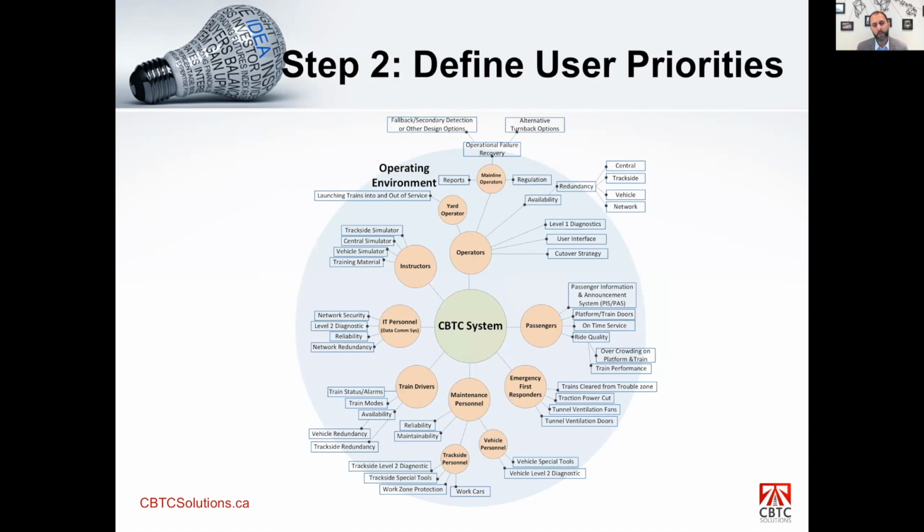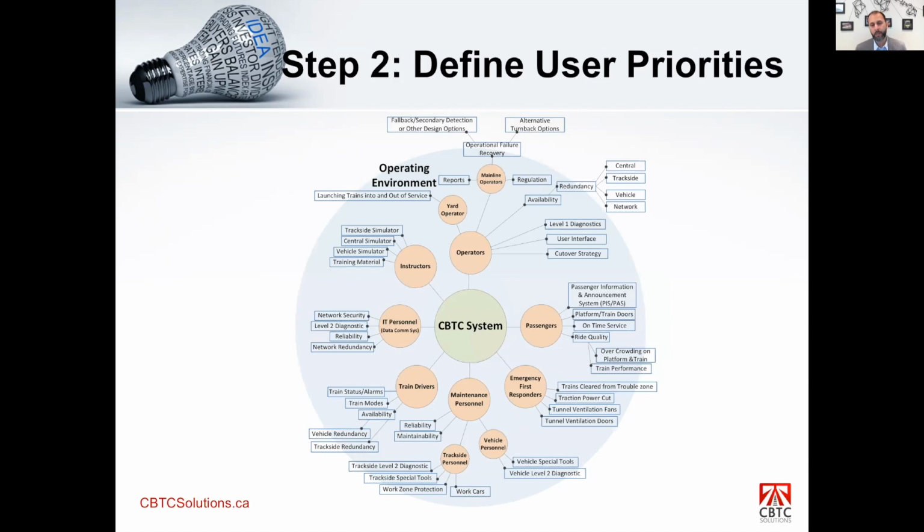For emergency first responders, as I mentioned earlier, if there's a problem on track level, they want to make sure that the trains are cleared from the trouble zone, traction power is cut, tunnel vent doors are closed, tunnel ventilation doors are on, and there may be other requirements from the first responders for them to be able to react to any emergency situation.